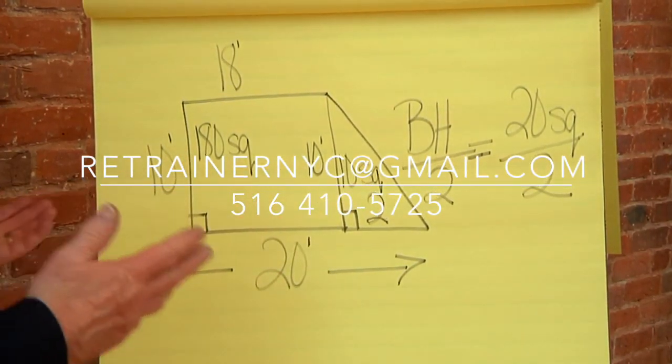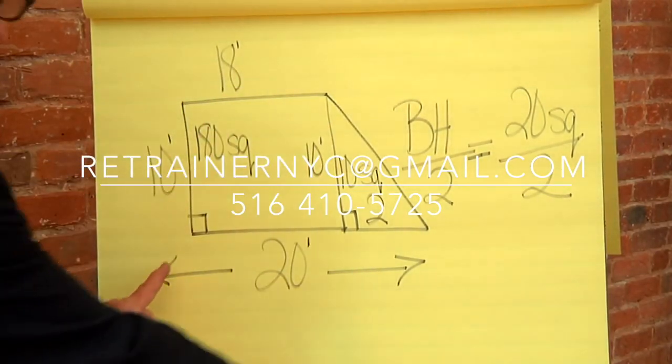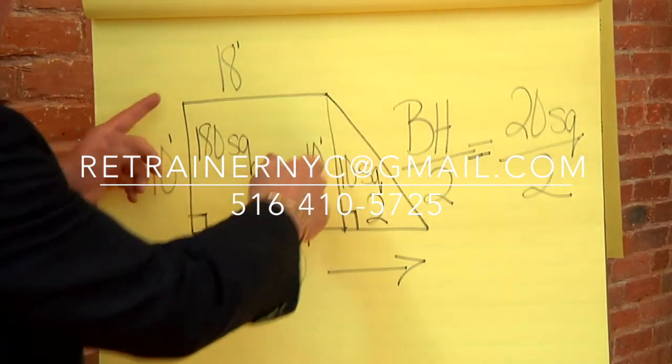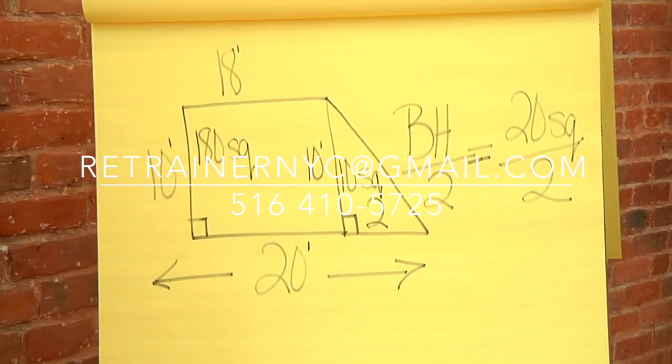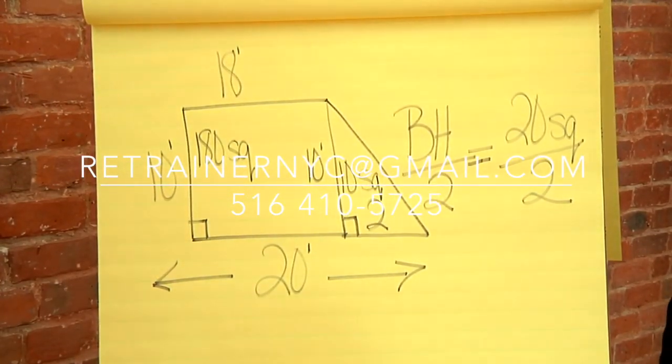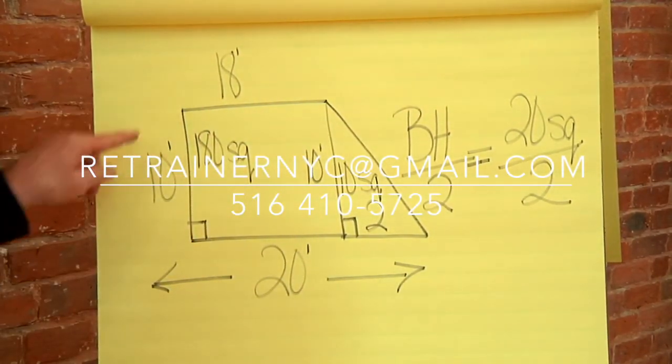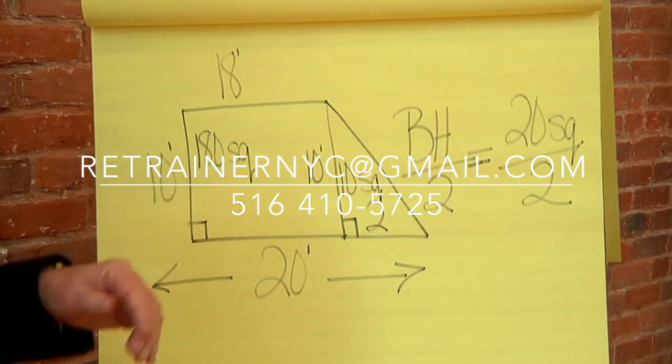So I'm making up the numbers here. If you saw a shape like that, let's say it's 20 feet from here to here. It's 10 feet here. It's 18 feet here. And the question is going to be, what's the area inside of that geometrical shape? Well, let's do the simple one first. We'll do the rectangle. Length times width. 10 times 18 feet is 180 square feet.